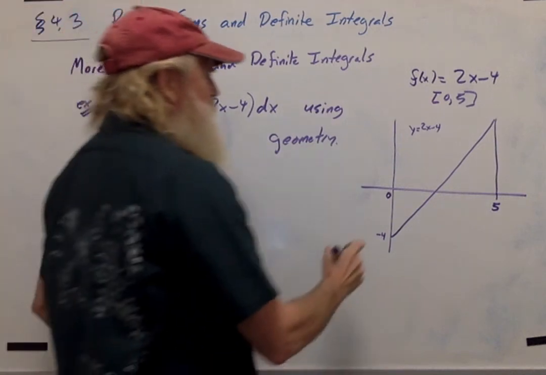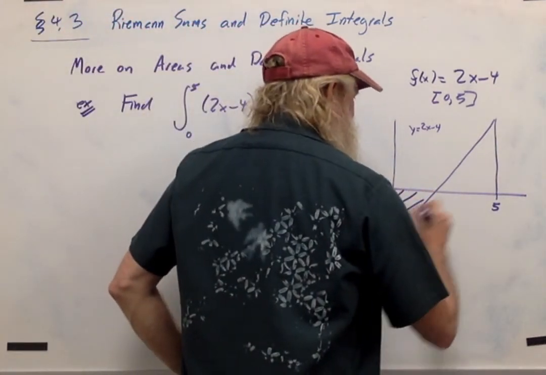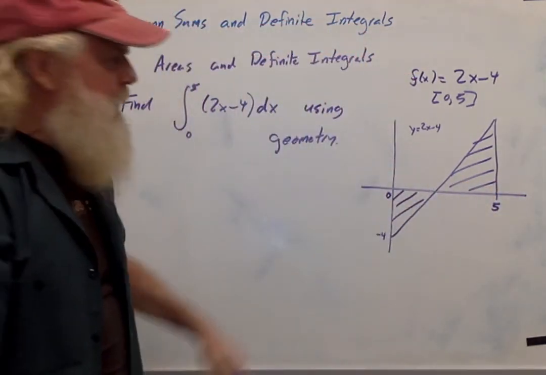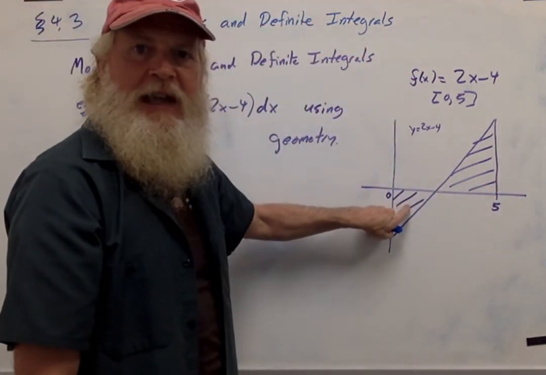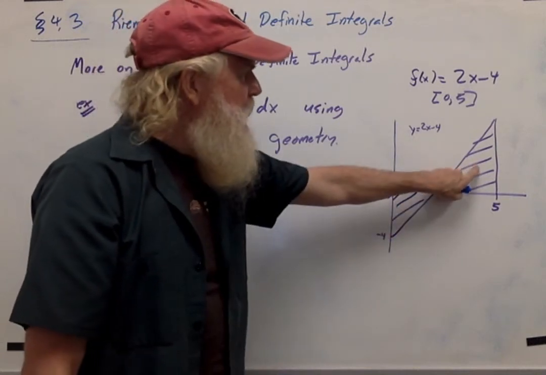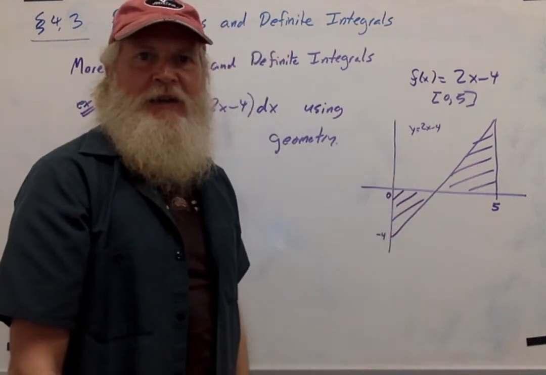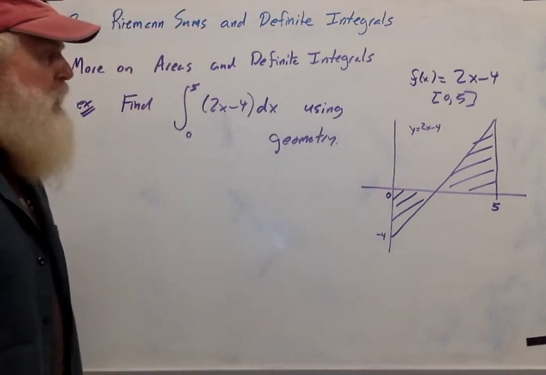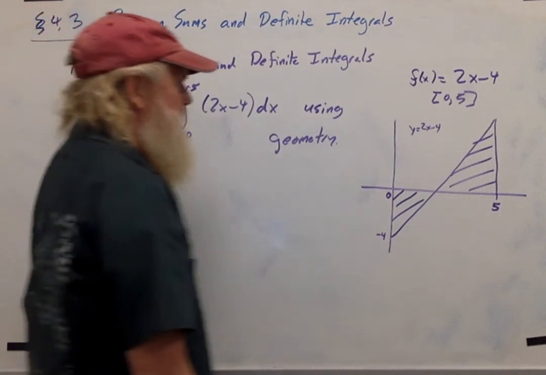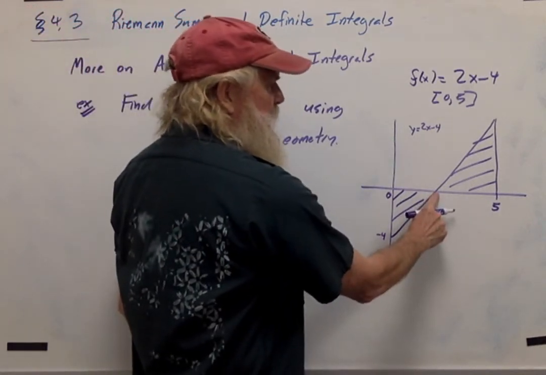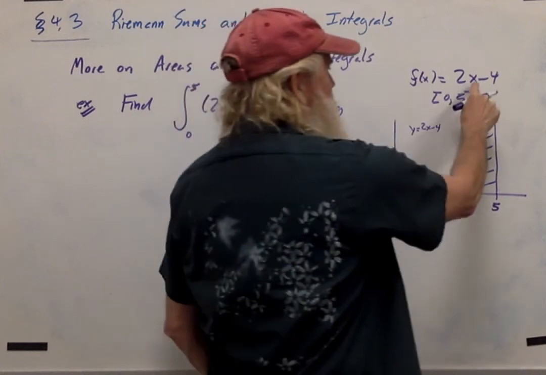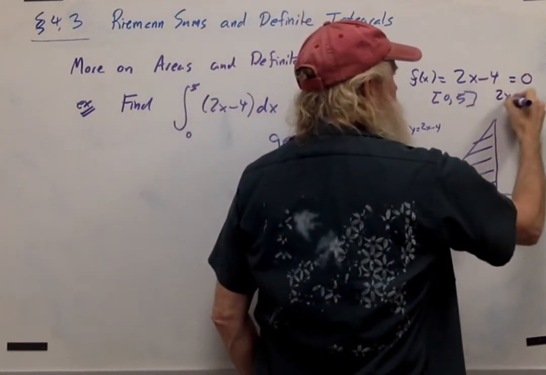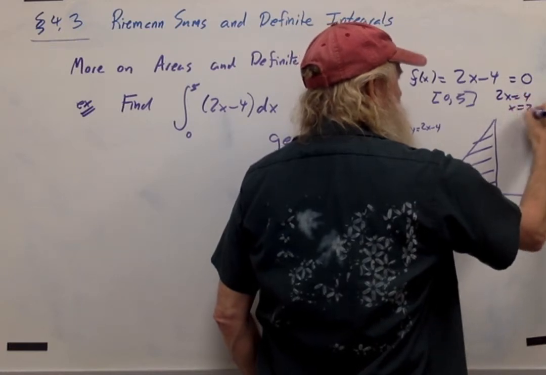Then when I carry out the integral, it's going to find the area of this shaded region, but the region down here is going to count as negative area, and the region over here is going to count as positive area. Since each of the regions is a triangle, we're going to be able to use geometry to figure out what each area is equal to. Now, we need to know what the x-intercept is. To find the x-intercept, we can set the function equal to 0, which gives us 2x equals 4, so x equals 2.